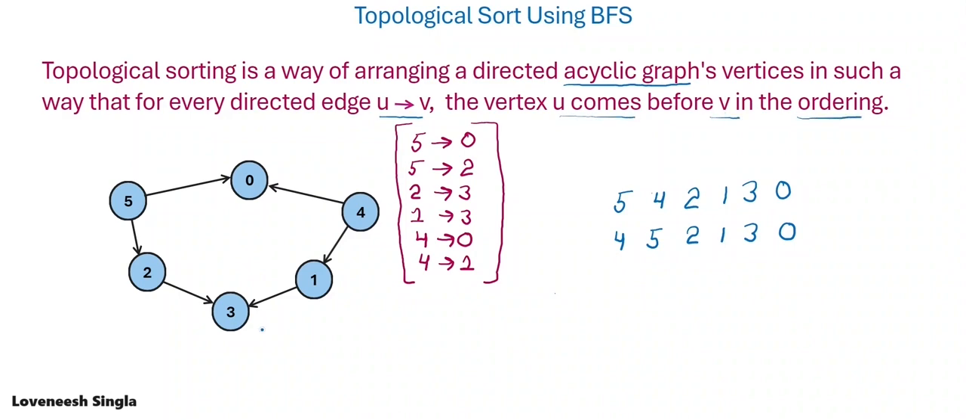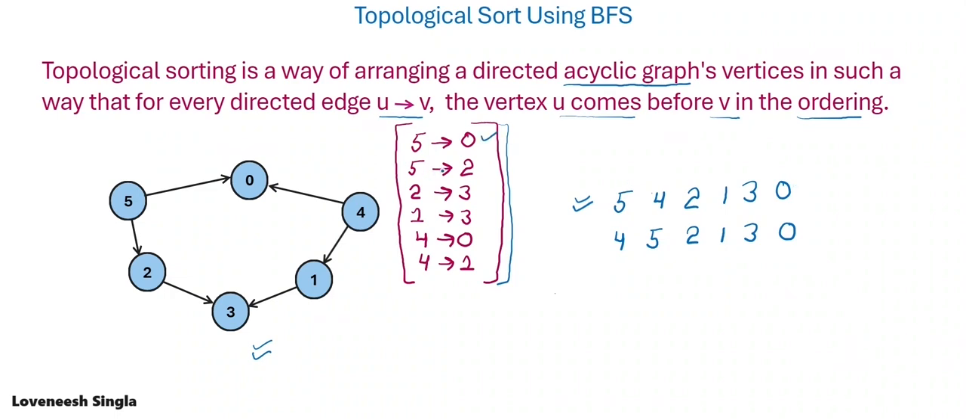Suppose we have this graph and this is the edge list of this graph. This can be a valid linear ordering of the vertices. Let's see how this can be a valid linear ordering. If we look at these edges, as per the definition, if there is an edge from U to V, the vertex U should come before V in the ordering. So here there is an edge from 5 to 0. In this ordering 5 is coming before 0. That is true. This edge is fine.